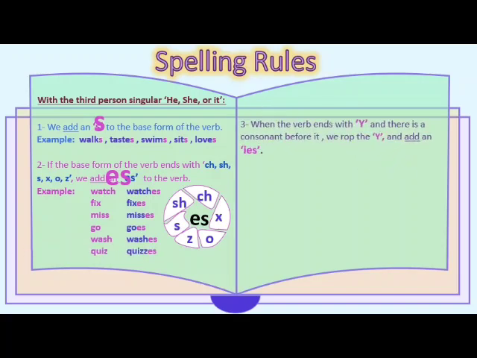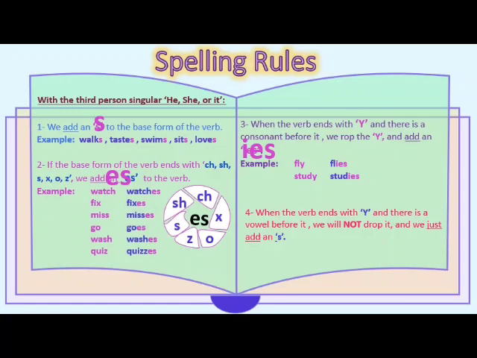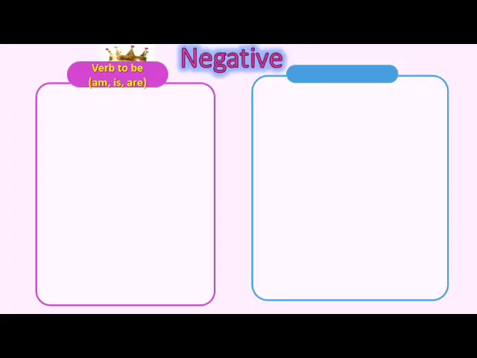Number 3, when the verb ends with y and there is a consonant before it, we drop the y and add ies. Example, fly, flies, study, studies. Number 4, when the verb ends with y and there is a vowel before it, we do not drop it and we just add an s. Example, play, plays.